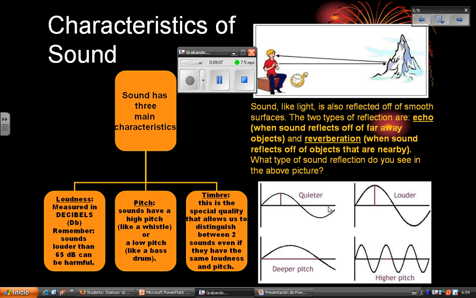Take a look at this diagram below in order to see what sound waves look like when they are quieter or louder, and when they have a deeper pitch, like a bass drum, or a higher pitch, like a whistle or a scream.